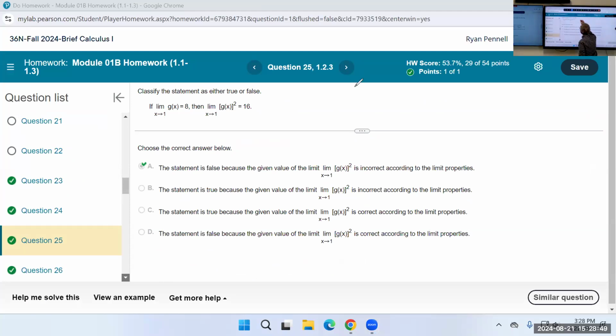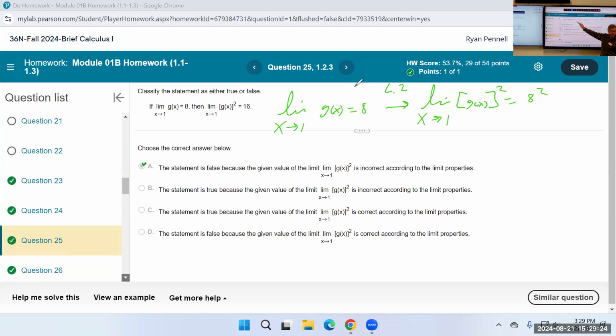So I think because of the limit property, if the limit as x approaches 8 of g of x equals 8, then by limit property 2, I can say that the limit as x approaches 1 of g of x squared would equal 8 squared, which is 64. So by limit property 2, that's true. But then they ask, is it true that it's 16? No, that's not 8 squared, that's 2 times 8.